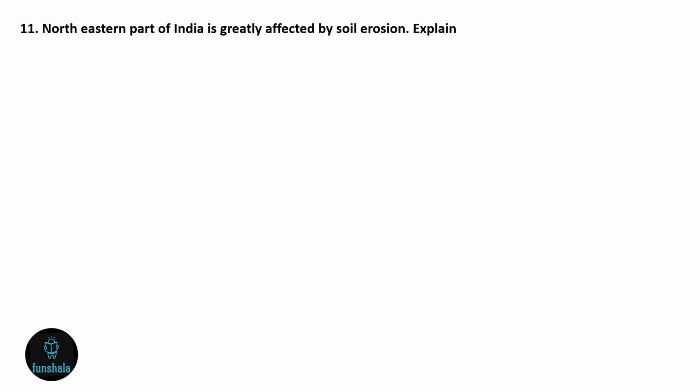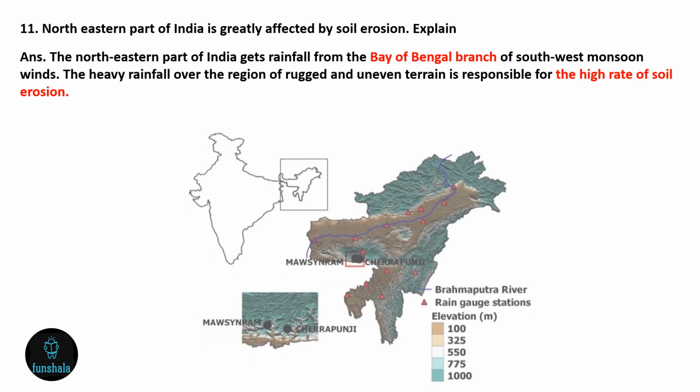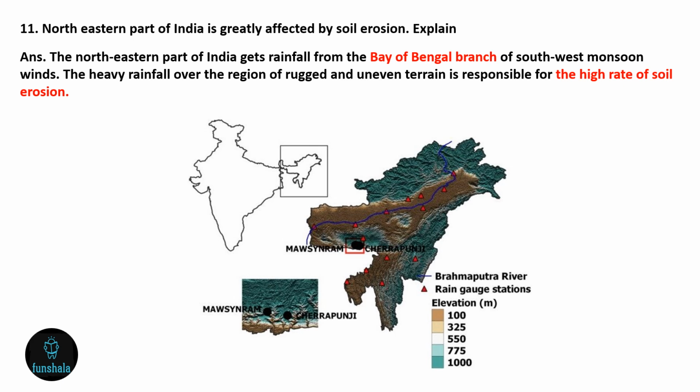Question number 11. Northeastern part of India is greatly affected by soil erosion. Explain. Now this question is very much linked to the climate of India chapter due to its rainfall property. The northeastern part of India gets rainfall from the Bay of Bengal branch of southwest monsoon winds. The heavy rainfall over the region of rugged and uneven terrain is responsible for the high rate of soil erosion.